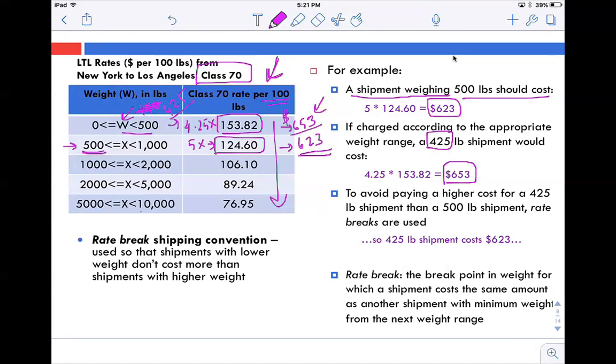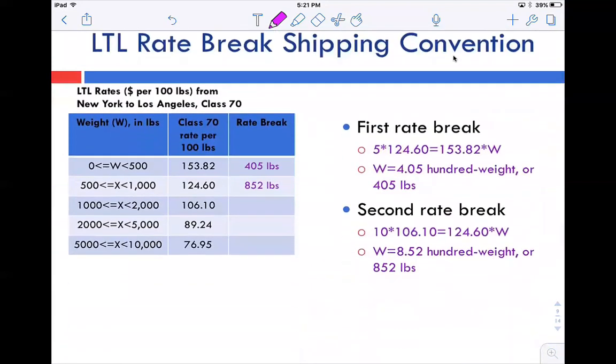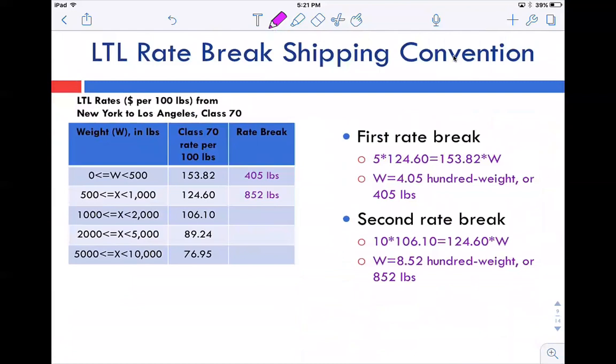But it's better to know how to calculate those rate breaks by yourself, just in case you don't get the rate breaks. Okay, so how do we do that? It's very simple math. All you need to do is to make sure that you grasp the logic. Well, how do we calculate the first rate break?